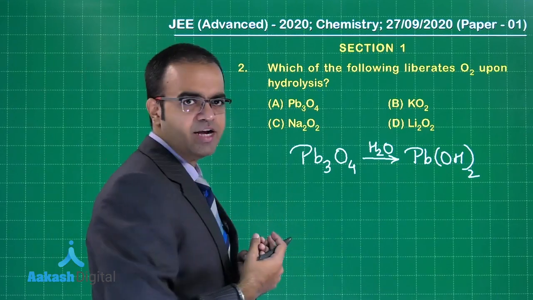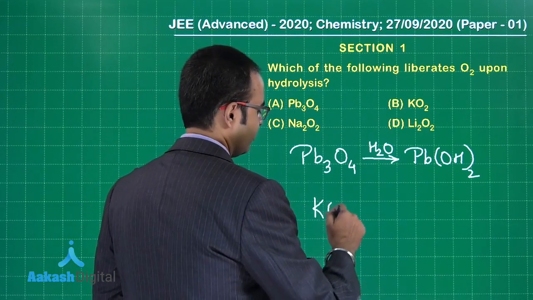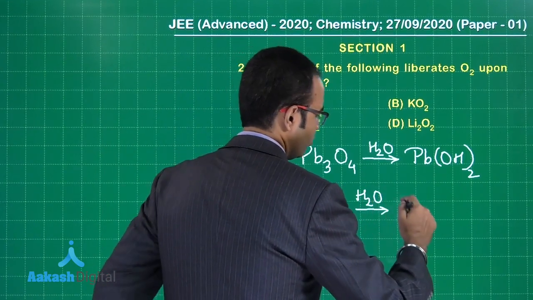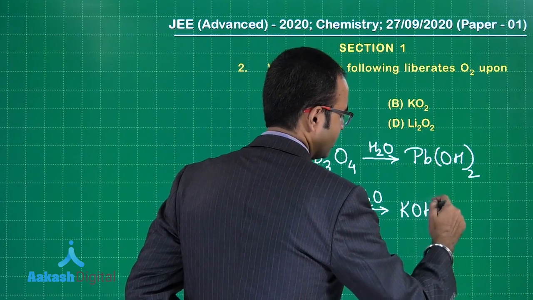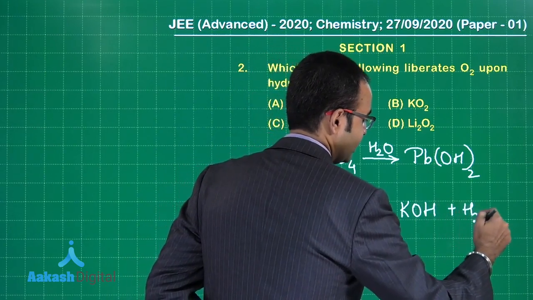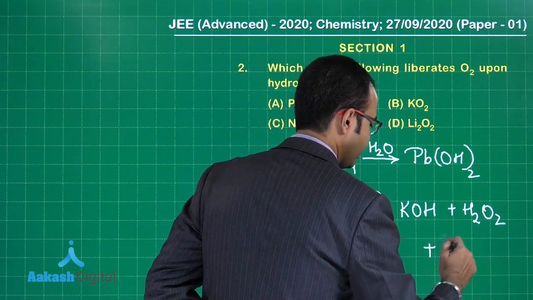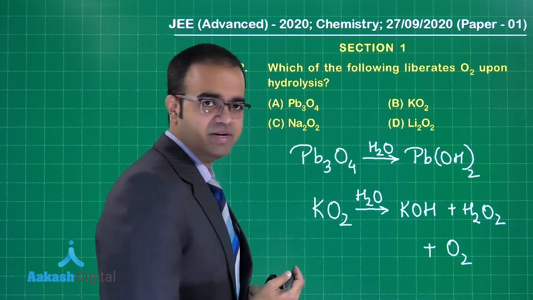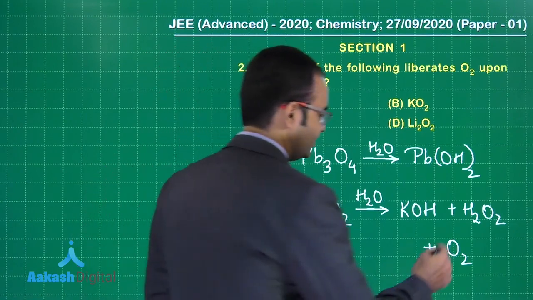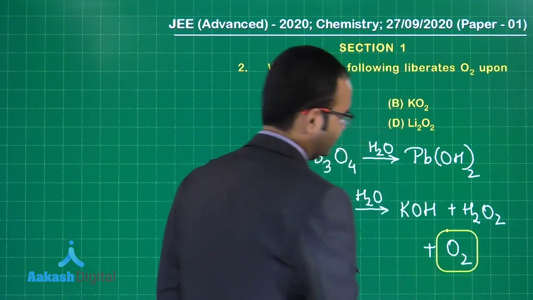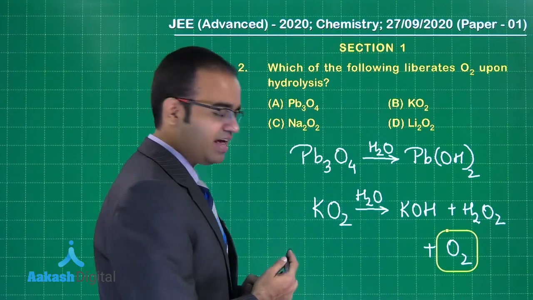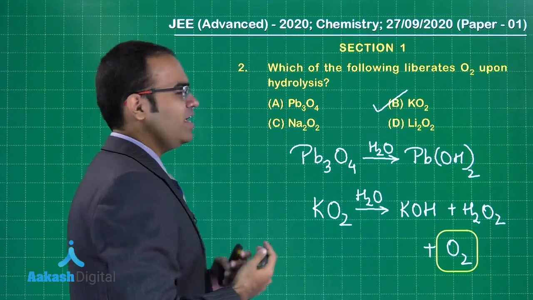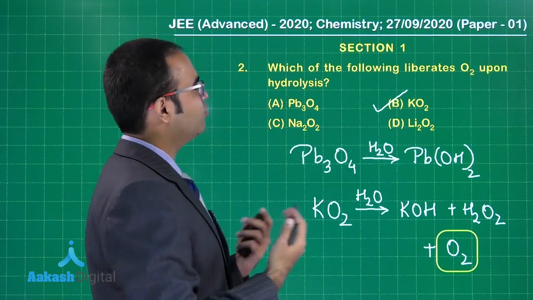Let us look at the second option, we have KO2. So this on hydrolysis will give you KOH plus H2O2 plus O2. So in this case, here oxygen gas is liberated, guys, right? So this option, that is KO2, is our correct answer, guys. Two easy questions to start off. Let us look at what we have in store.